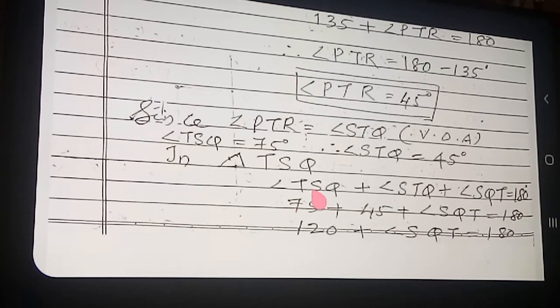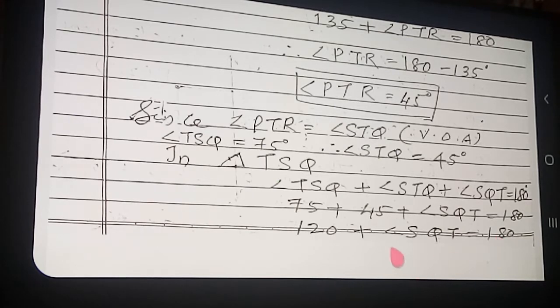And now, what is angle TSQ? 75 degree. Angle TSQ is equal to how much? 75 degree. And what is angle STQ? 45 degree. In the place of STQ you put the value, yes. Plus angle SQT is equal to 180. And 75 plus 45, how much will come? 120. Therefore, 120 plus angle SQT is equal to how much?